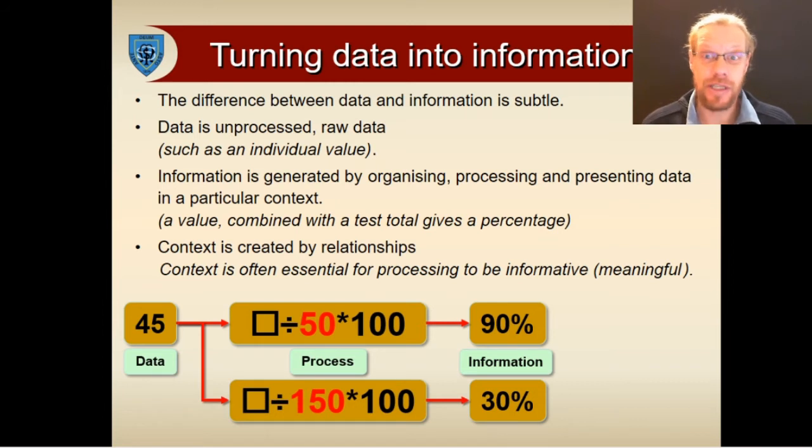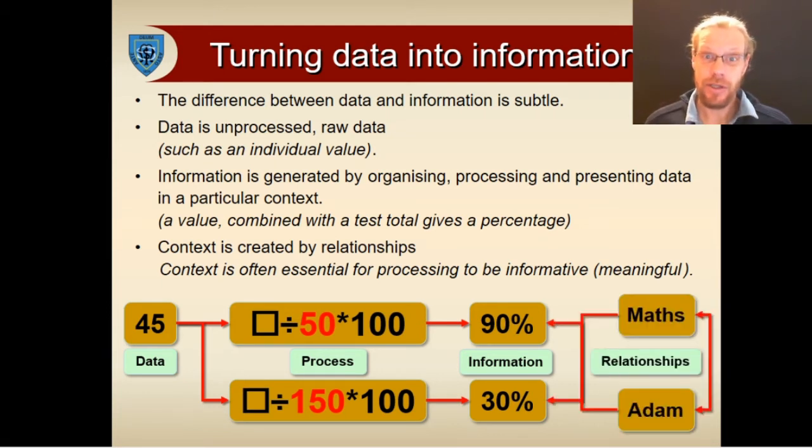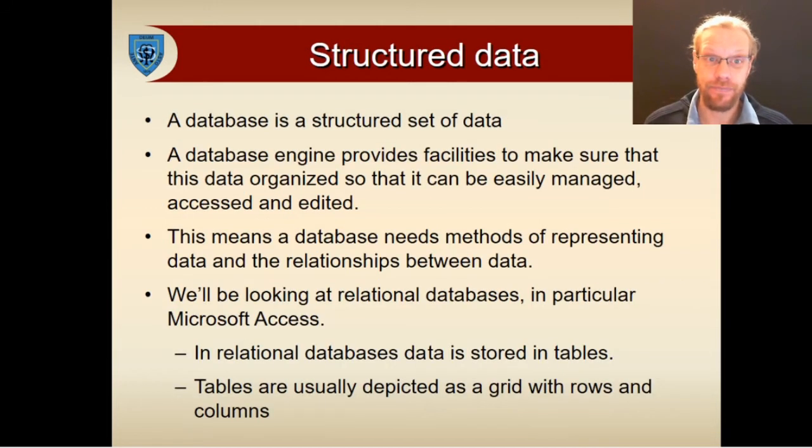Changing the process doesn't change the data. We're still using the same number, but it does change the information that's generated. This isn't very useful yet. The percentage needs a context to be meaningful. This context is created by the relationships between the different elements of the data. In this case, maybe a subject and a person. Combine all of these and you have information.